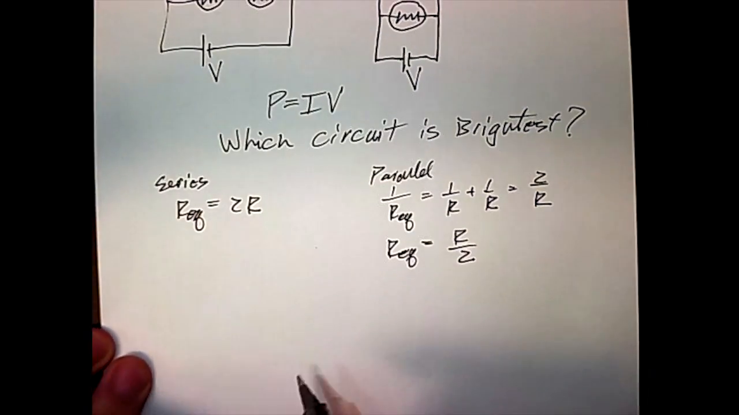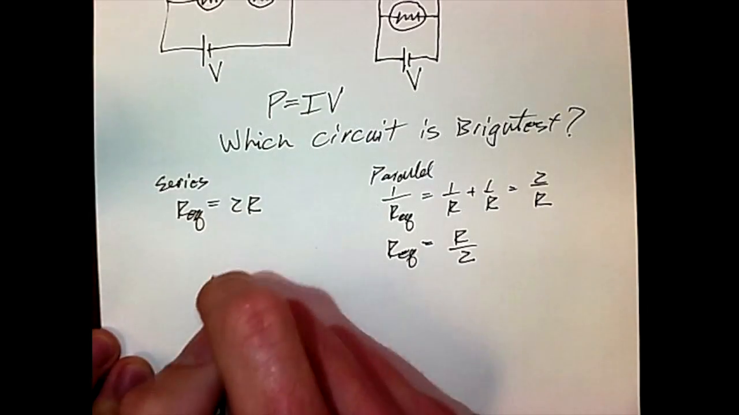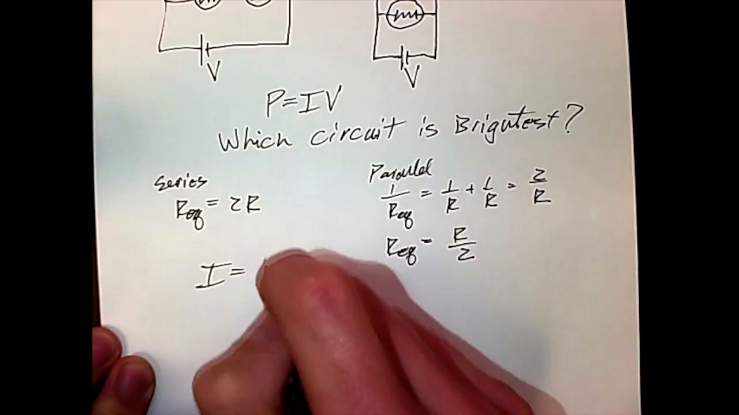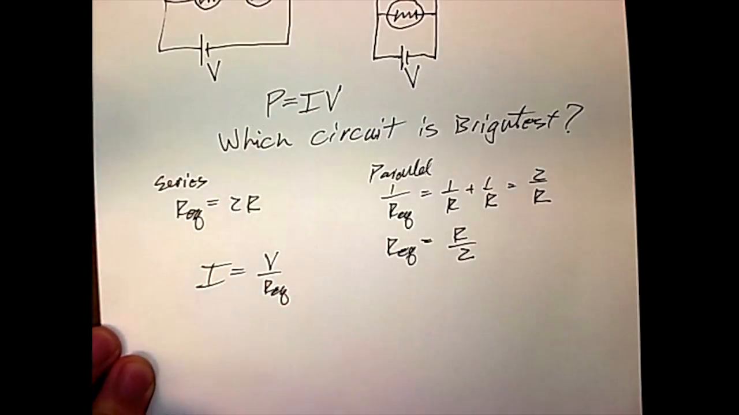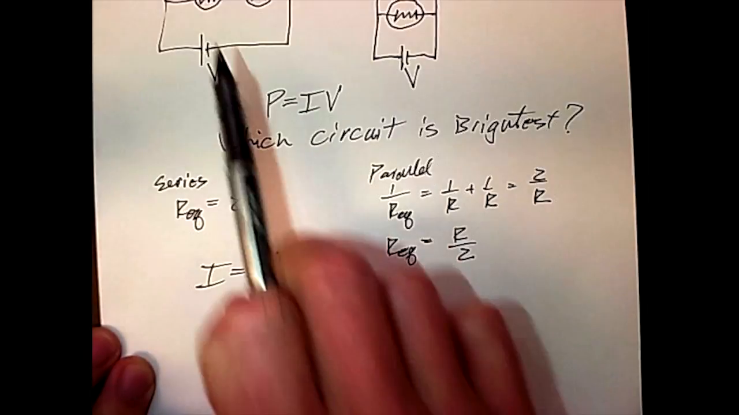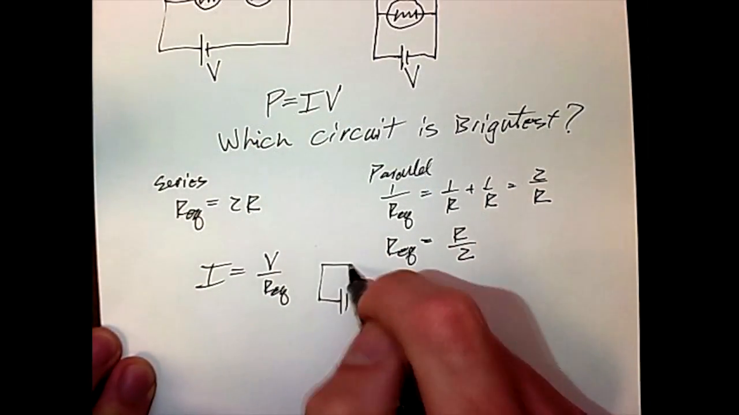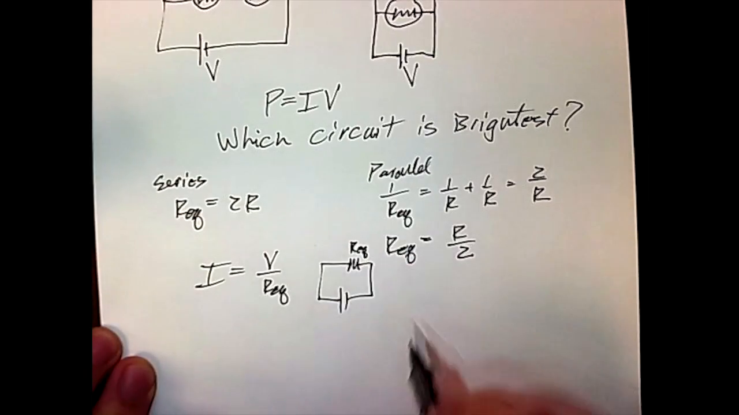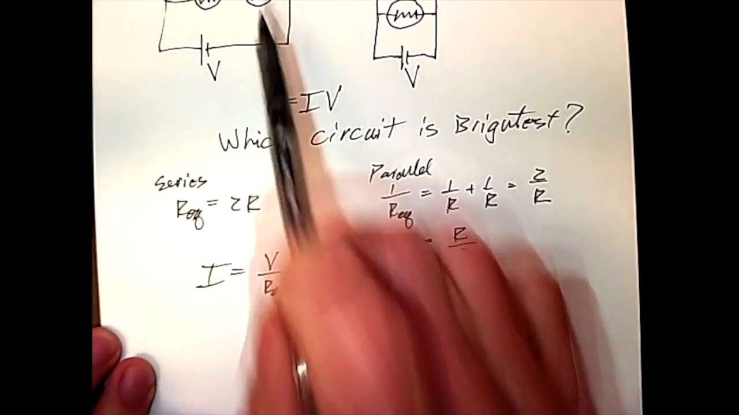So, keeping in mind that P is I times V, I for either circuit can be calculated by the voltage divided by the equivalent resistance, Req. And so we basically simplified each one of these circuits into a circuit that simply has the potential and a resistor that we are identifying as Req connected, and that's it. We're able to simplify both of these through that combination.